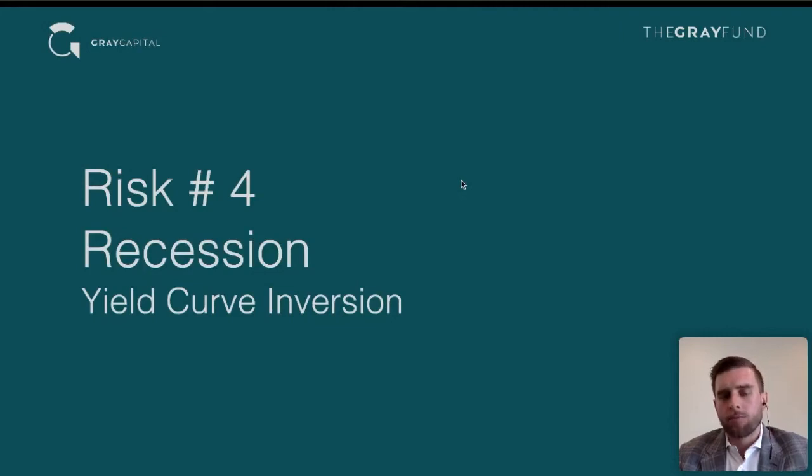Let's talk about recession, yield curve reversion. It's really related to cap rate expansion, because we would see cap rate expansion most likely during a recession as we look back in a positive economic environment. Even as interest rates rise, there's not much correlation.